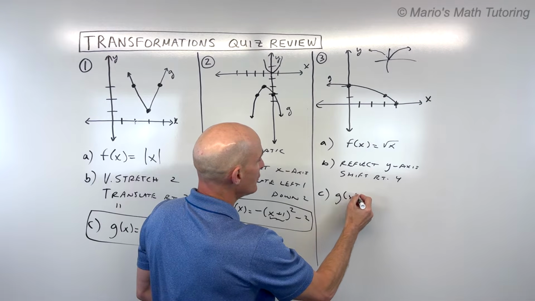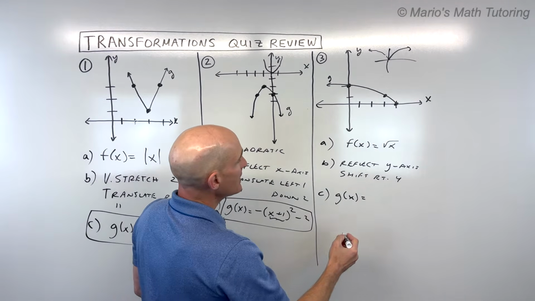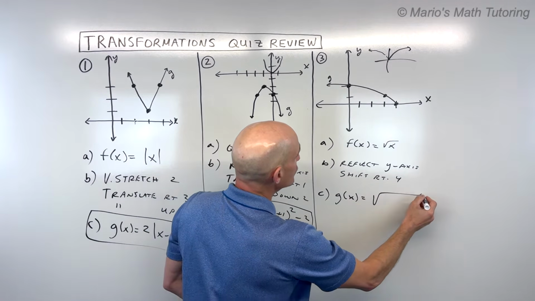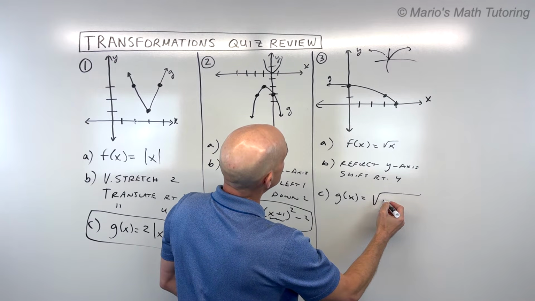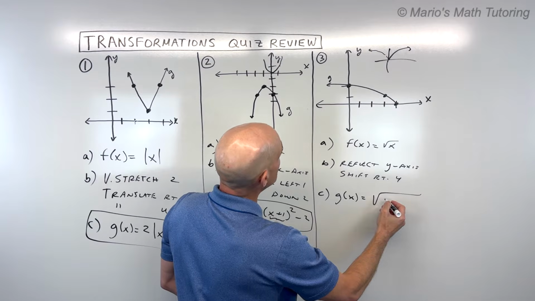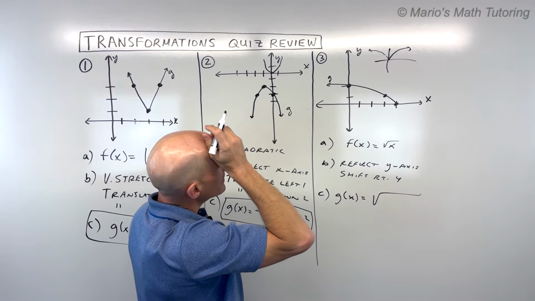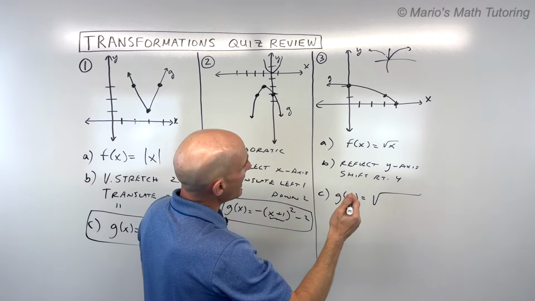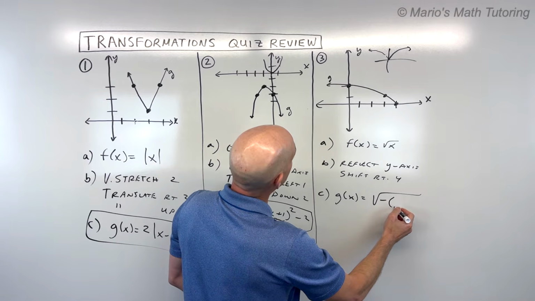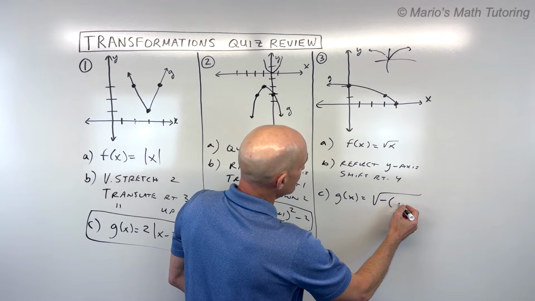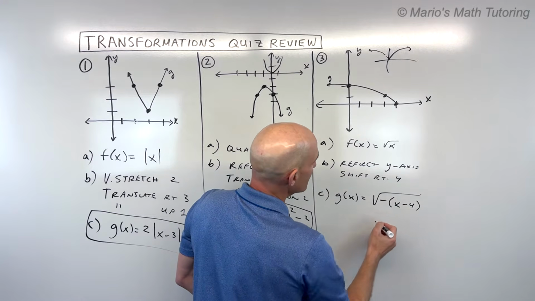g of x, our new function, is equal to the square root of, let's see here, now let's see, is there more than one option here? So we're reflecting over the y-axis, followed by shifting right 4. So that's going to look like this.